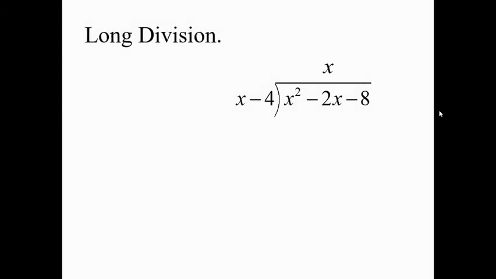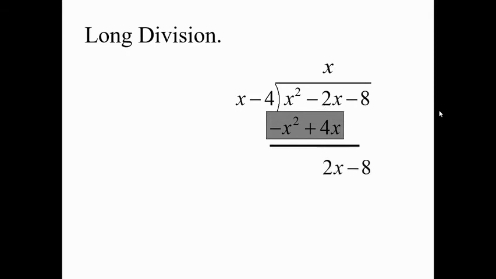Okay? We're going to, again, take a look at this. Again, x goes into x squared just 1x times. Then we have to take that x times the x minus 4, so we get x squared minus 4x. Change the signs, add them together, and we get 2x, and then we bring down the minus 8. x goes into 2x just 2 times. Multiply 2 by the x minus 4, we get 2x minus 8. We're going to change our signs, and we get 0.